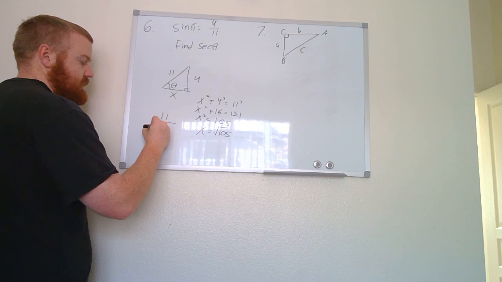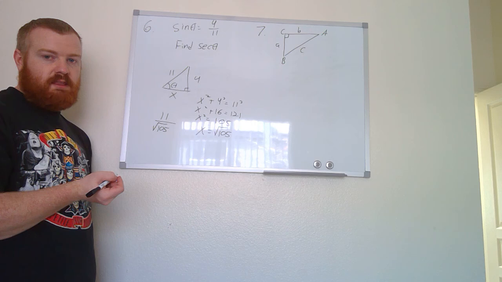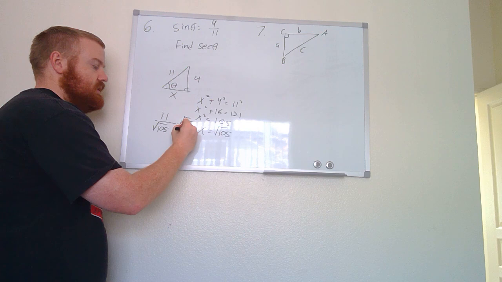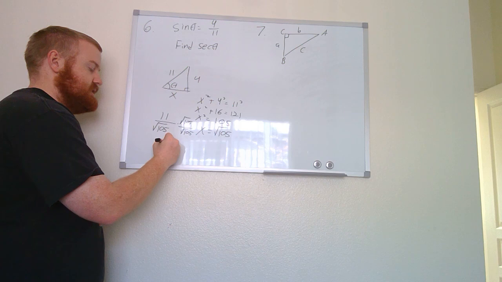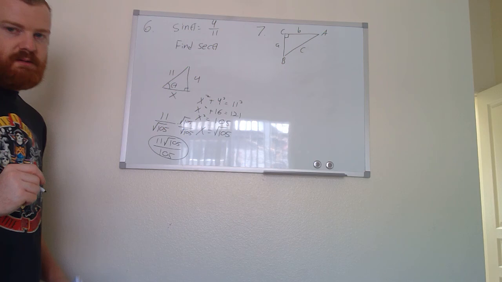But remember, like what we talked about in the notes, we cannot leave a square root in the denominator. So we have to rationalize it. So we're going to multiply both the top and the bottom by whatever the denominator is. So we're going to multiply top and bottom by the square root of 105. So on the top, 11 times the square root of 105 is just 11 root 105. And then in the bottom, root 105 times root 105 just gives us 105. And so that is what our simplified answer will be here.